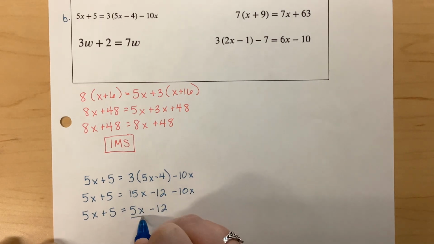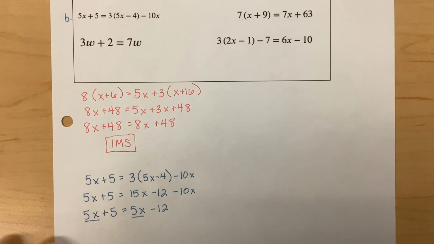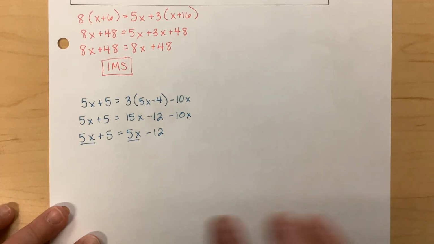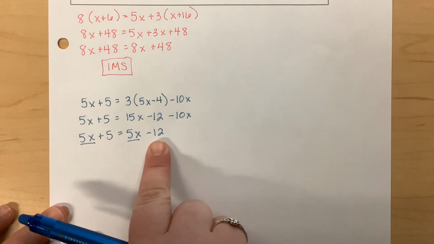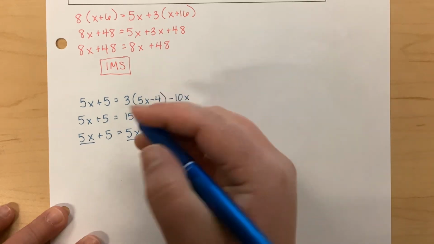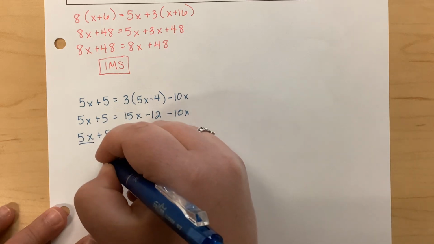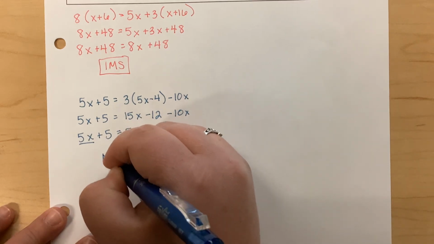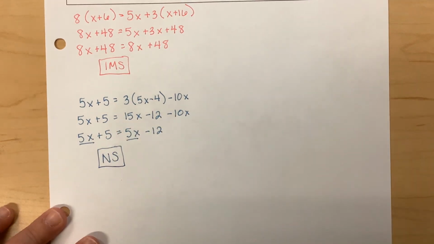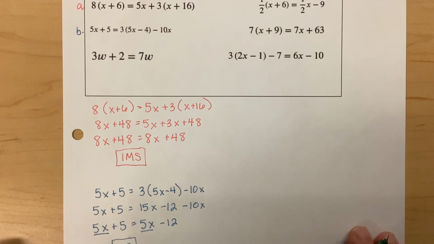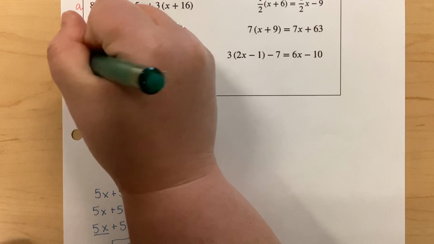Now here, notice that we have 5x on both sides. So what's going to happen when I move those over to the left is they're going to eliminate, leaving me with 5 and negative 12, which is not true. So if you realize that right away, you don't have to go any further, and you can just say the answer is no solution or NS. All right, let's try this third one here.